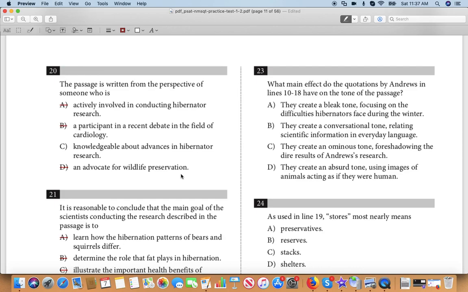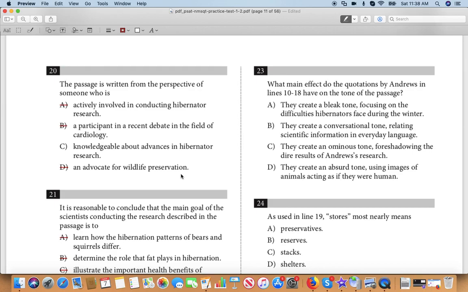So, what effect do those quotations have on the tone of the passage? You know what tone means here? Yes, like the tone of voice, how it sounds. We use that word tone in music, right? It's not just the pitch of the note, but also the shape, in a sense, of the sound. Go and read answer choice A. They create a bleak tone, focusing on the difficulties hibernators face during the winter. Do those quotations create a bleak tone?